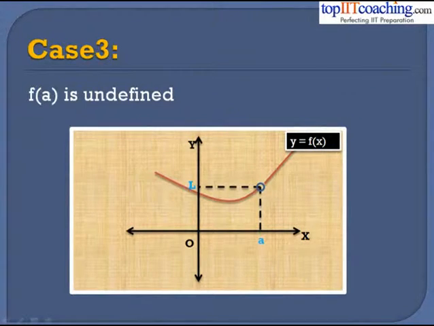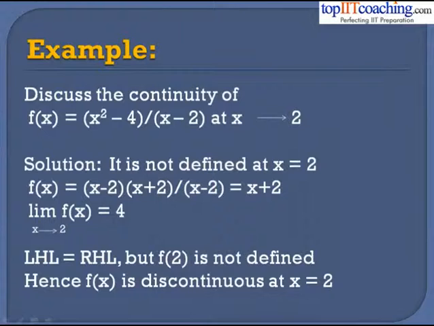Therefore we can say that the function is discontinuous. So once again we try to see an example. Discuss the continuity of f(x) equal to (x square minus 4) divided by (x minus 2) at x tending to 2. So we have to discuss the continuity of f(x) at the point x equal to 2. Now we clearly see that it is not defined at the point x equal to 2.